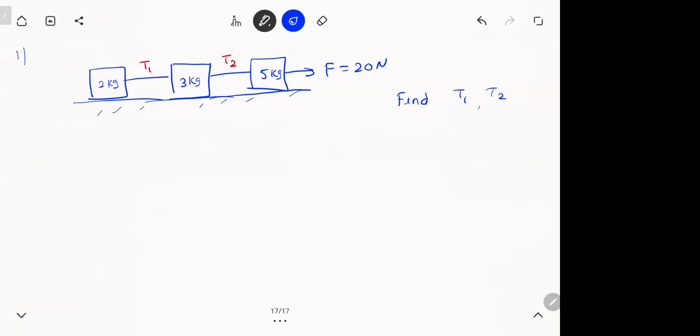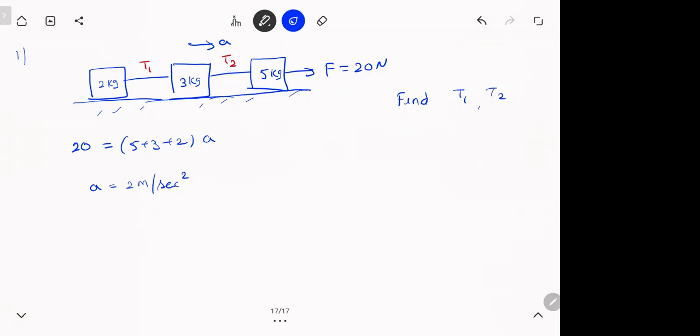Let me show you how to start this. Let this acceleration be A. So 20 newtons is equal to 5 plus 3 plus 2 into acceleration. So acceleration is 2 meters per second square. Force is equal to total mass into acceleration. So we got the acceleration of the system.